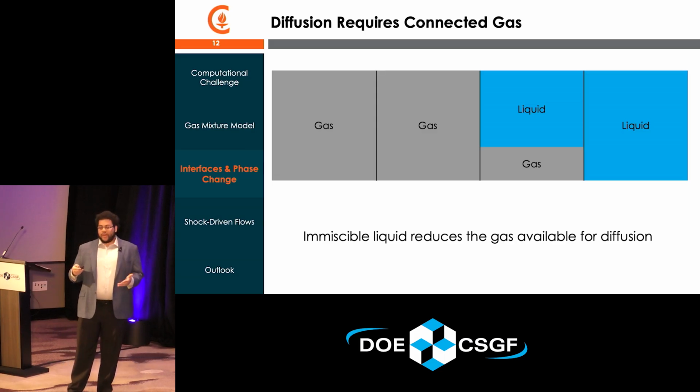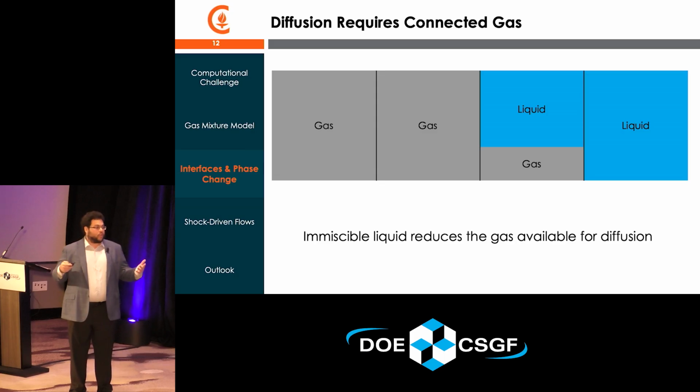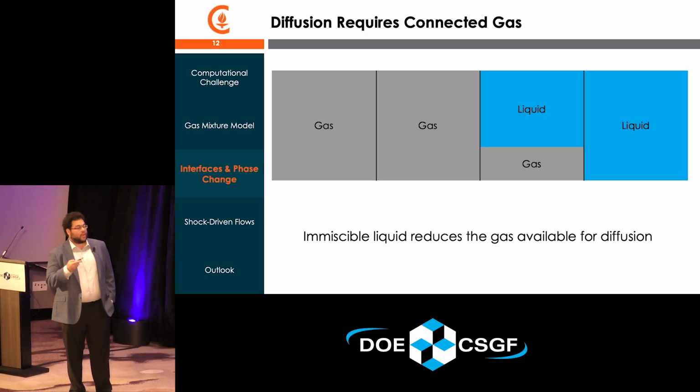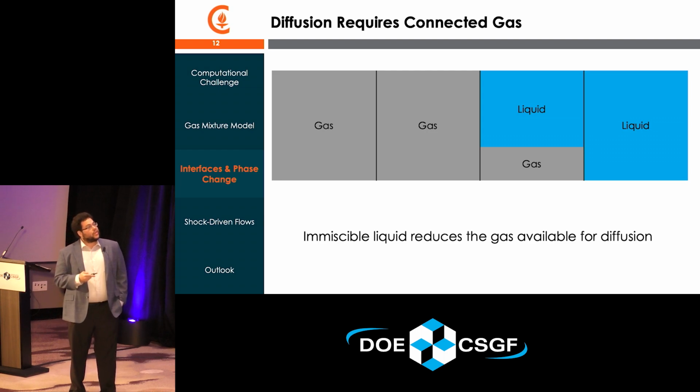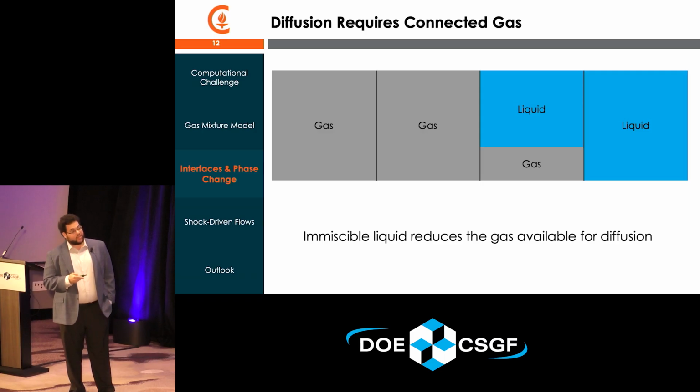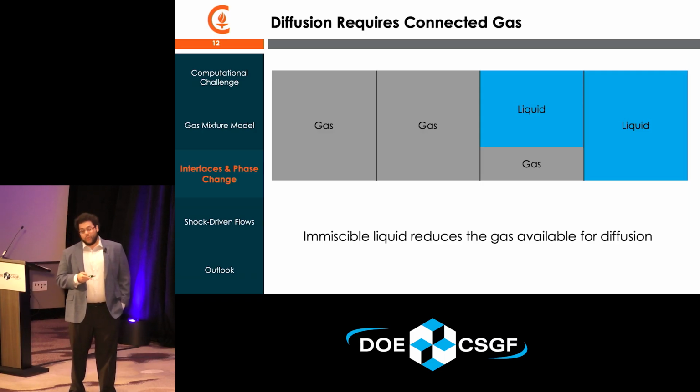But what happens when there is an immiscible phase or an immiscible component within our simulation? For example, a liquid droplet. You do not want your gas species to mix with the liquid droplet. So let's say in our finite volume scheme, we have 4 cells here. 2 are pure gas, 1 cell is mixed liquid and gas, 1 cell is pure liquid.